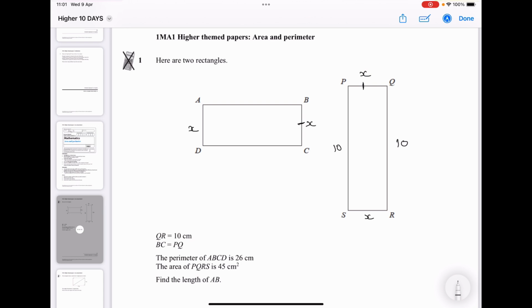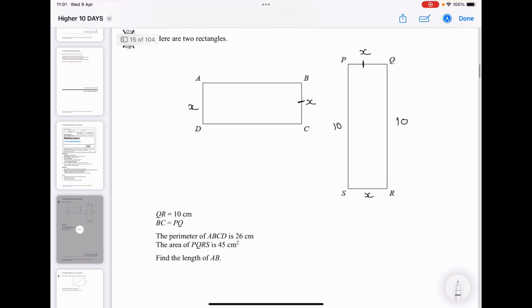It says the perimeter of ABCD equals 26 centimetres. The area of PQRS is 45 centimetres squared. Find the length of AB. Well, first of all, if we look at the rectangle PQRS, the area is 45 centimetres squared. So base times height: X times 10 equals 45. Divide by 10, X equals 4.5.